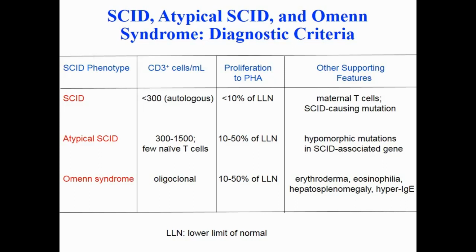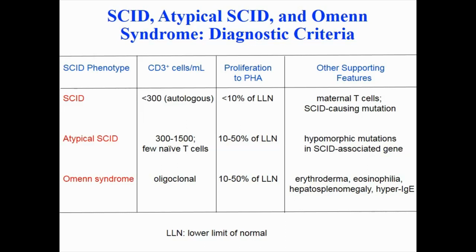So T cells are extremely low in number. They do not work. What this is actually, Sergio will review this, is the capacity of the T cells to expand, proliferate, in response to appropriate stimulation. PHA is a mitogen. So these patients have T cells that proliferate less than 10% of the lower limit of normal, whatever that means. And like I said, the presence of maternal T cells, even if the number is higher, would be an indication of SCID. Any mutation in a SCID-causing gene associated with a striking phenotype would also be suggestive of SCID. But we'll see how that may be confusing when it comes to CID.